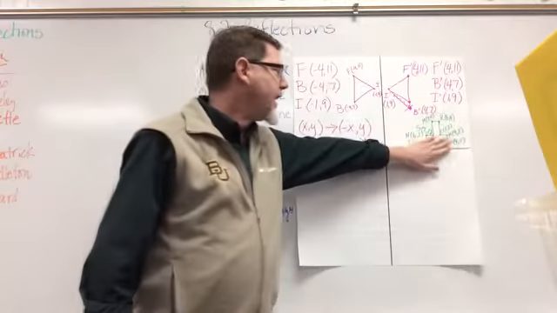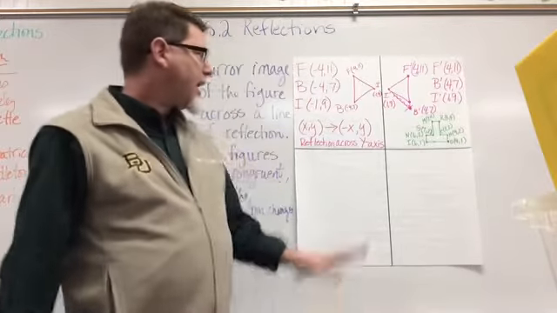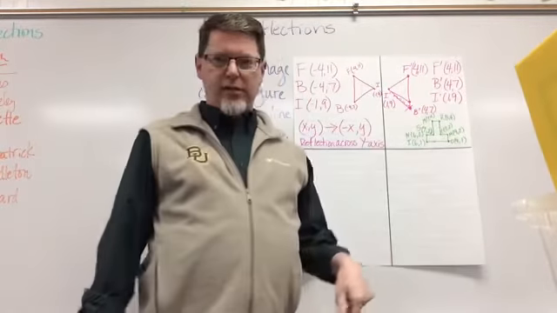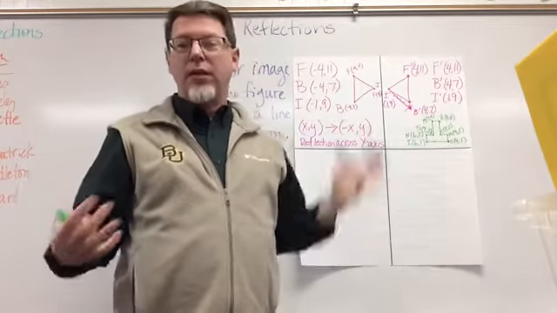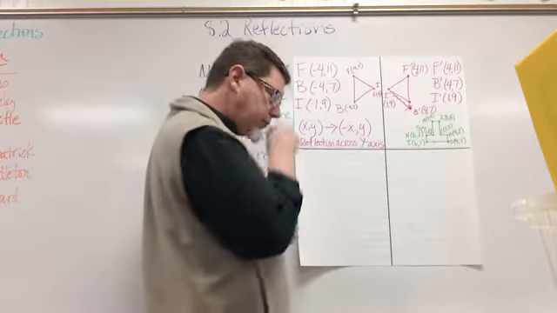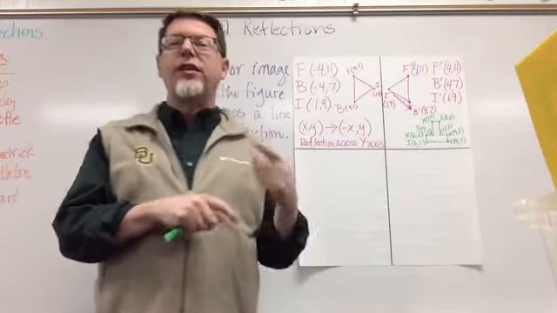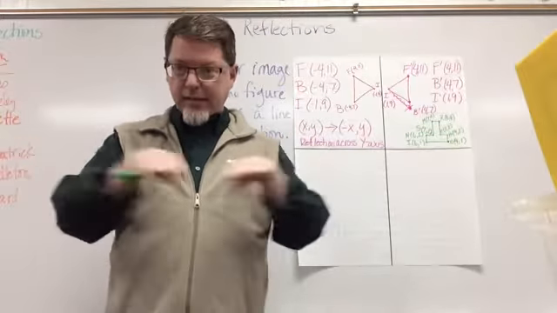So now let's look at the upside down T, okay? I have way too many points on that, so I'm just going to do a couple. I'm going to do all the points, but we'll just label 2 or 3 of them, okay? So this time with this upside down T, I'm going to reflect it across the x-axis, okay?